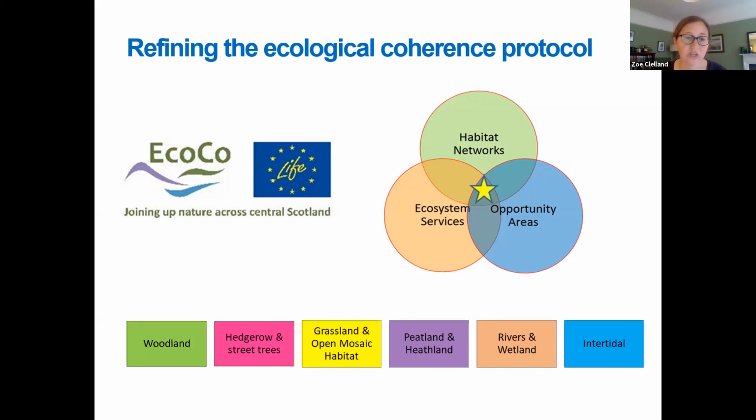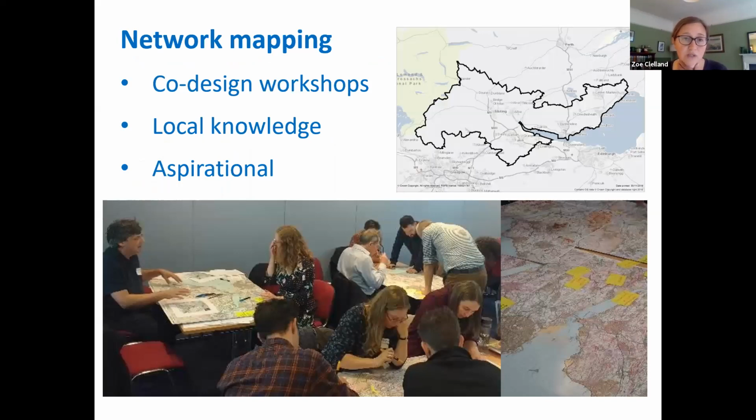So as I said, these are both the terrestrial and the coastal ones. And we ran a series of co-design workshops where we got together the people who really know about the area, they know about the ecology and the habitats and the sites, and we used their local knowledge as well as map-based data to come up with some habitat network maps. What's important about these is they set out not just where existing habitat that needs protected is, but also where there's aspiration, where there's potential to connect and to enlarge those habitats.